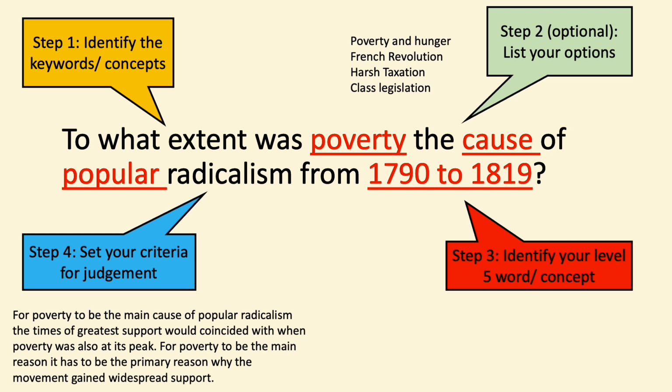So once you've identified the as our level 5 word, that leads us to setting our criteria, which you can see I've already put on the screen for you. So for poverty to be the main cause for popular radicalism, the times of greatest support would coincide with when poverty was also at its peak. For poverty to be the main reason, it has to be the primary reason why the movement gained widespread support. So in other words, poverty has to contribute to popular radicalism more so than any other factor.